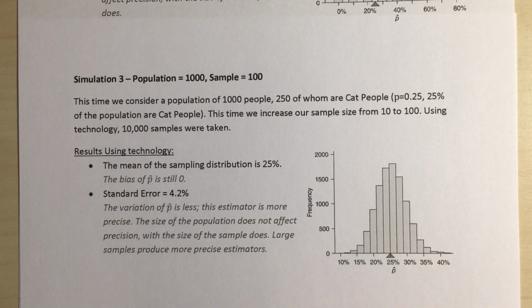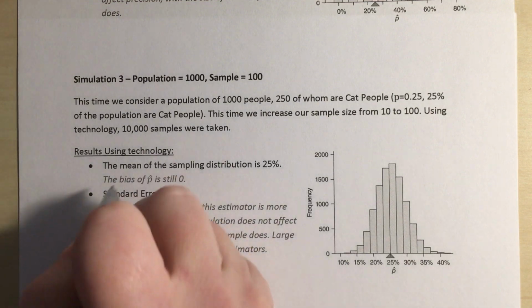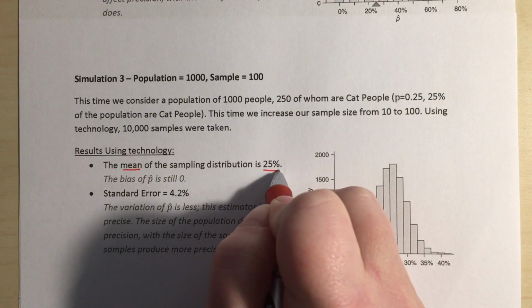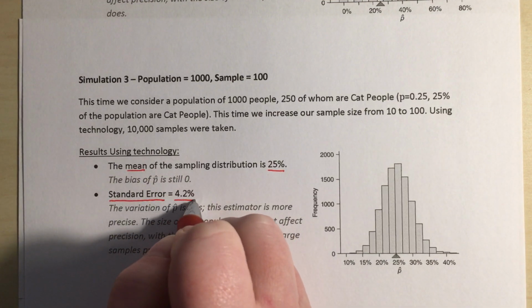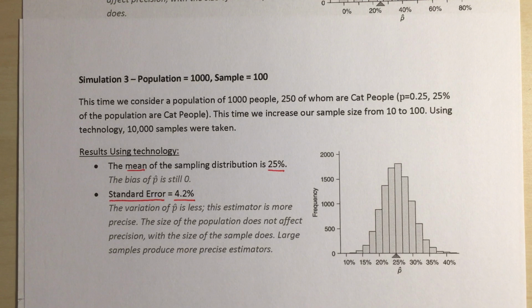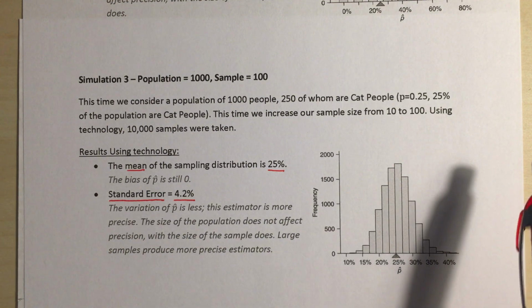Now if we increase our sample size by quite a bit, we're looking at a population of 100,000 and a sample size of 100. We're still going to have 25% for our population proportion. Our mean of our sampling distribution is still going to be 25%, but notice that our standard error drops a lot to 4.2%. So what we're going to think about as we're comparing these is what happened to these means and what happened to these standard errors.